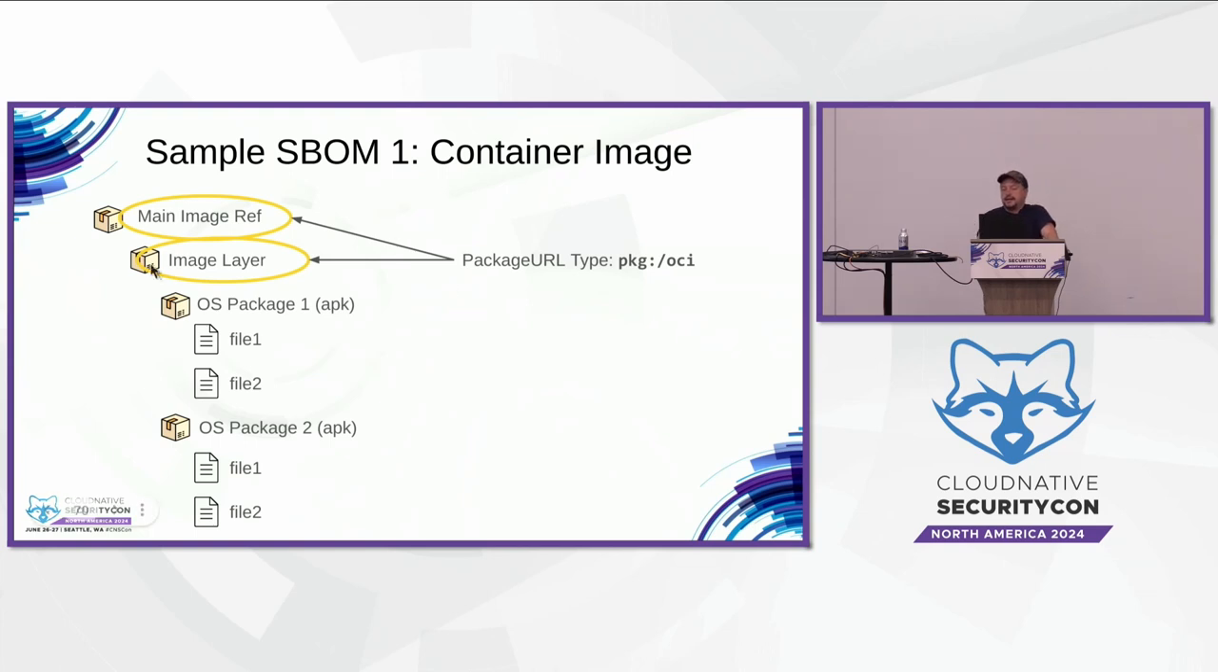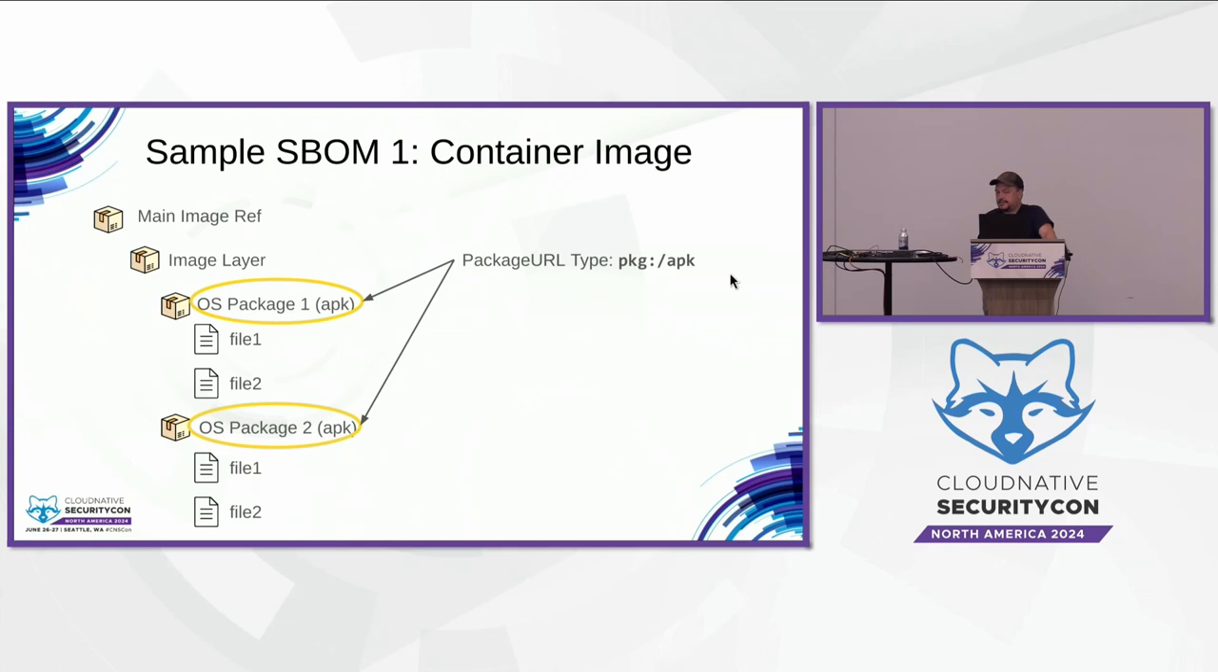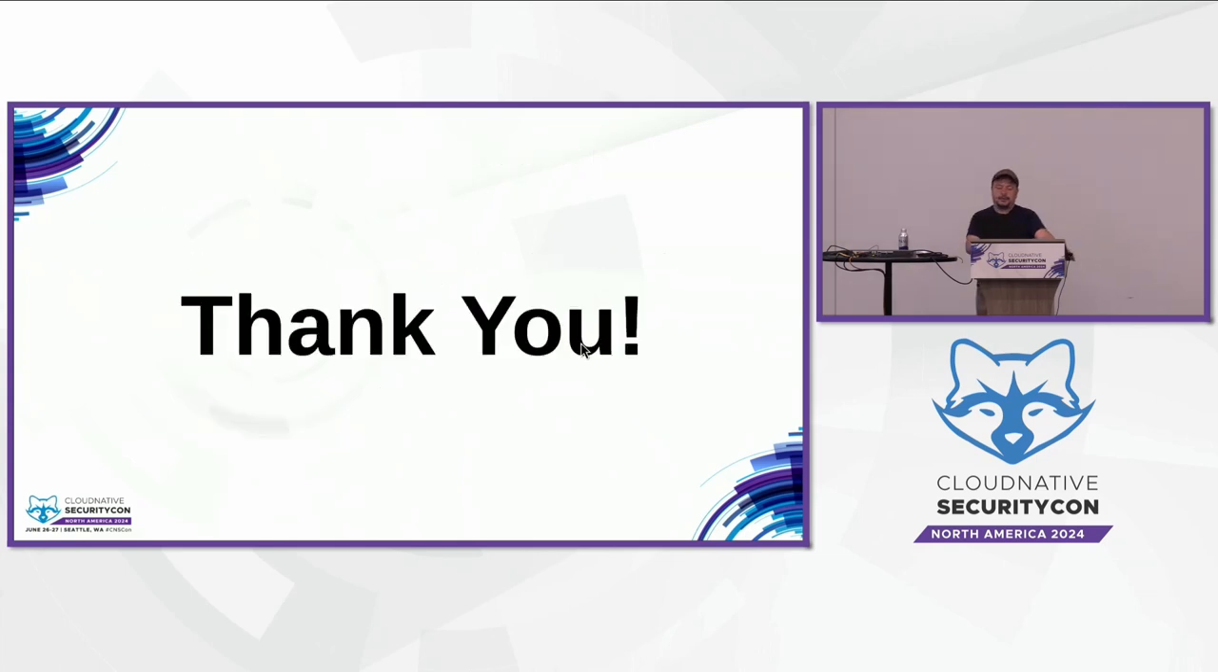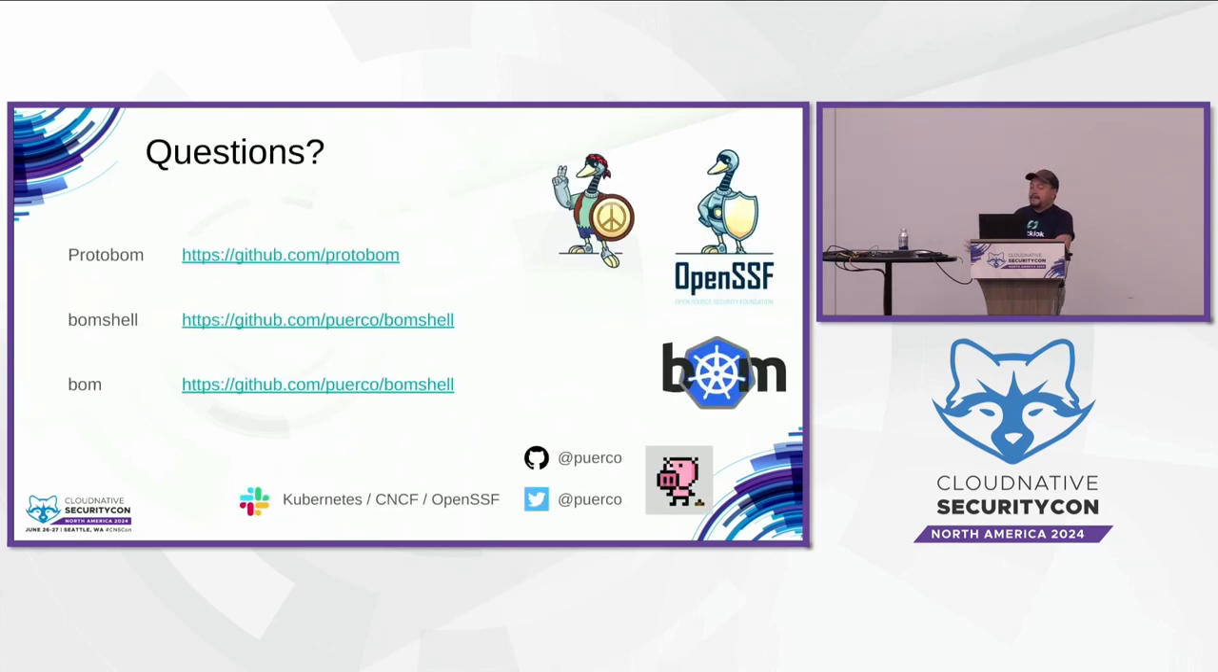For example, in the first SBOM, in the curl one, all of the components have a package type of OCI, and then the operating system dependencies have a package URL type of APK. So you can do queries to filter those and select some and filter others out. So that's it. I wanted to leave some time for questions in case there were any. I also have a couple of other examples that I can show you, if you're interested. But that's basically it. Just a final note on some pointers here.